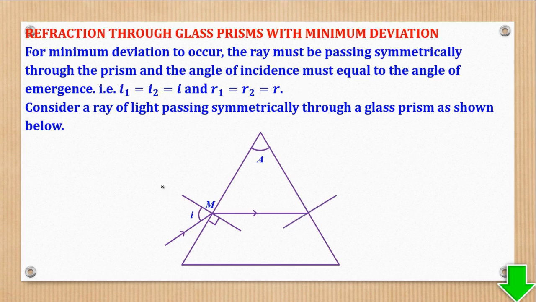I think we realize that this is equal to this, okay? Then this is equal to this, and also D1 is equal to D2. So those are the conditions for minimum deviation.